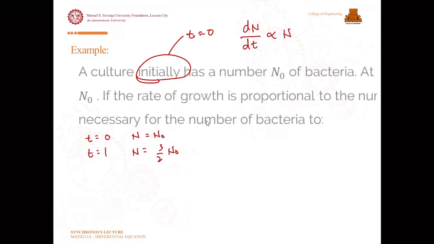So, ibig sabihin makukuha mong solution ng differential equation is same lang din, ano? N is equals to C e^(kt). Okay? Determine the time necessary para yung number daw ng bacteria natin is mag-double. Tapos yung isa is para mag-triple. Okay? So, dalawang question yung hinahanap.